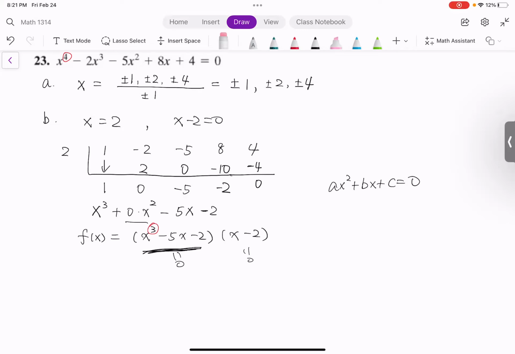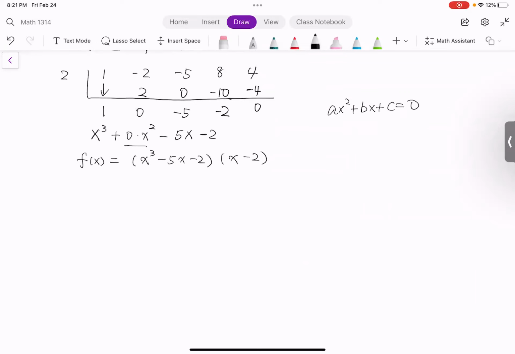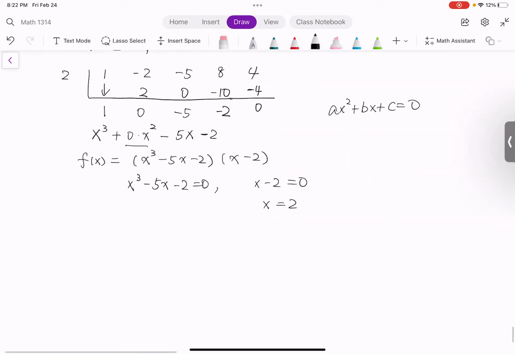That means we need to use the synthetic division again. Take a guess, all the rational zeros, and then use synthetic division, find the quotients. So if I'm listing two equations, x cubed minus 5x minus 2 equals 0, and then x minus 2 equals 0. So the second equation is easy, x equals 2. But the first equation is hard to find the zeros.